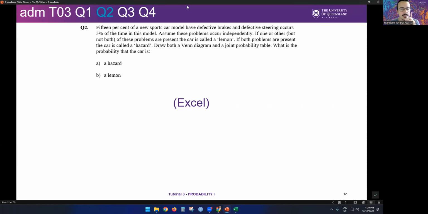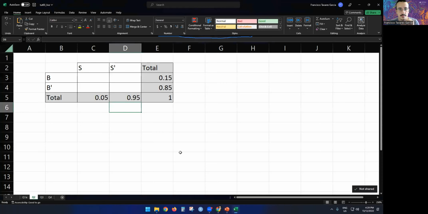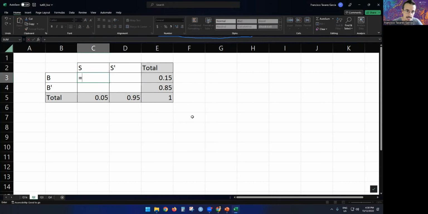And now, one important thing to always pay attention to. It says, assume these problems occur independently. When they are independent, it means that the probability of these 2 happening, steering and brake, equals the multiplication of each probability. So this is equal to this times this. That's what makes it independent.